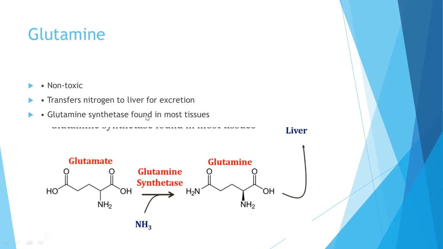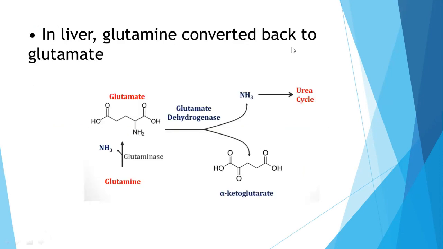Glutamine synthetase is found in most tissues. Glutamate is converted to glutamine by glutamine synthetase, and this glutamine transfers the nitrogen to the liver for excretion. The glutamine molecule is just a mode of transportation of nitrogen towards the liver. In the liver, glutamine is converted back to glutamate. That's how you know that glutamine is only used to transfer nitrogen. The glutamate is then converted via glutamate dehydrogenase into ammonia and alpha ketoglutarate.